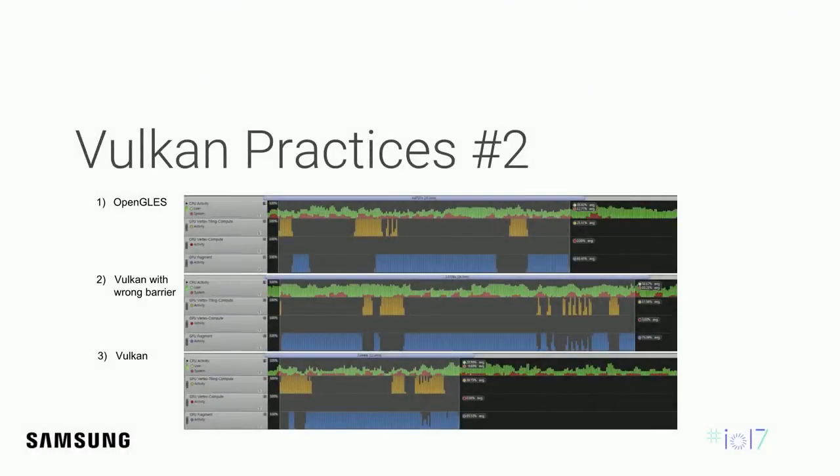So this is a DS-5 Streamline capture of a certain game we are working with. The first capture shows the original GLES, and there are wide gaps between each render pass coming from the CPU overhead of some hundred draw calls for each render pass. 12 milliseconds for GPU processing is required. Even after we ported everything to Vulkan, you can see in capture number 2 worse performance, like 24 milliseconds. This comes from using the wrong pipeline barrier. Number 3 is now showing the proper barrier, and then it takes just 12 milliseconds.